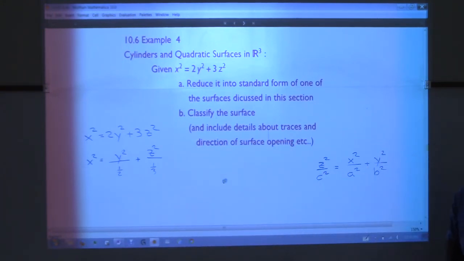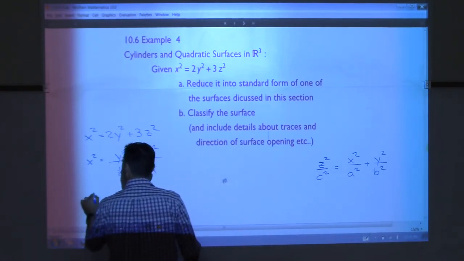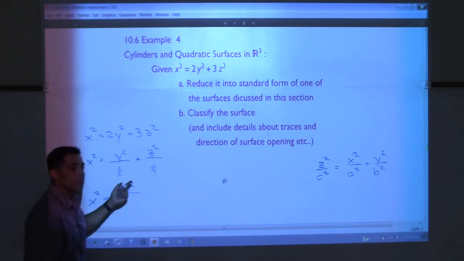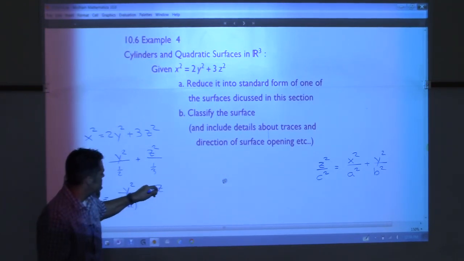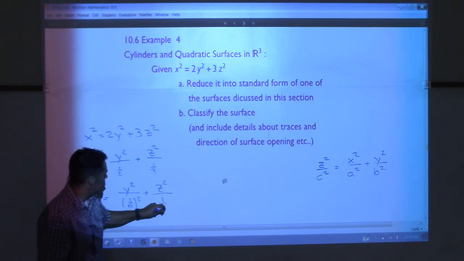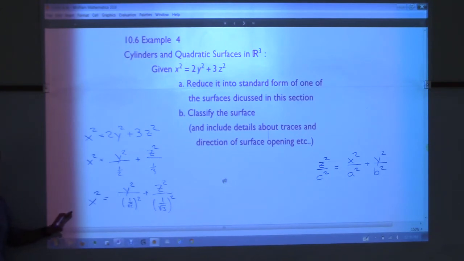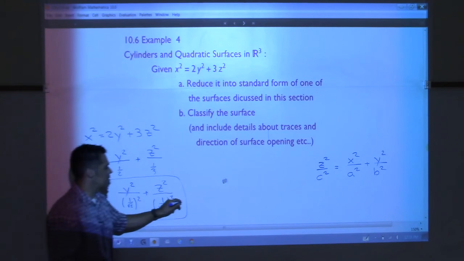That's the same thing, right? And then you could now write this as x squared equals y squared over something squared, right? So 1 over root 2 squared plus z squared over 1 over root 3 squared. And that right there would be enough for you to be able to classify this as a cone. You could, by just looking at it, know you would get to this, but that right there kind of illustrates that it looks like this.